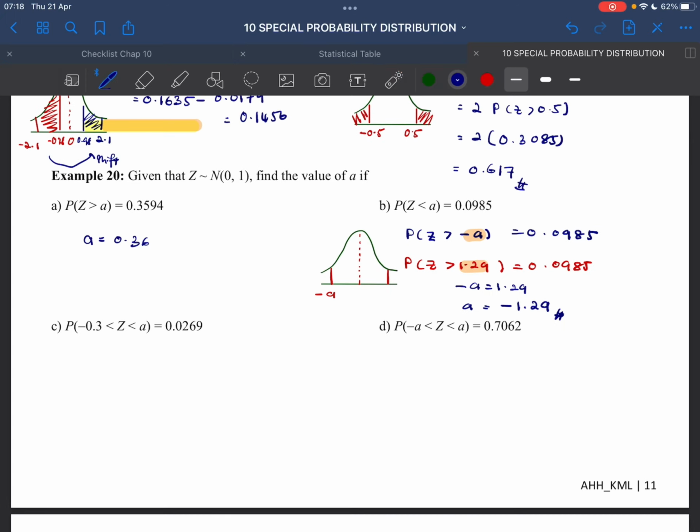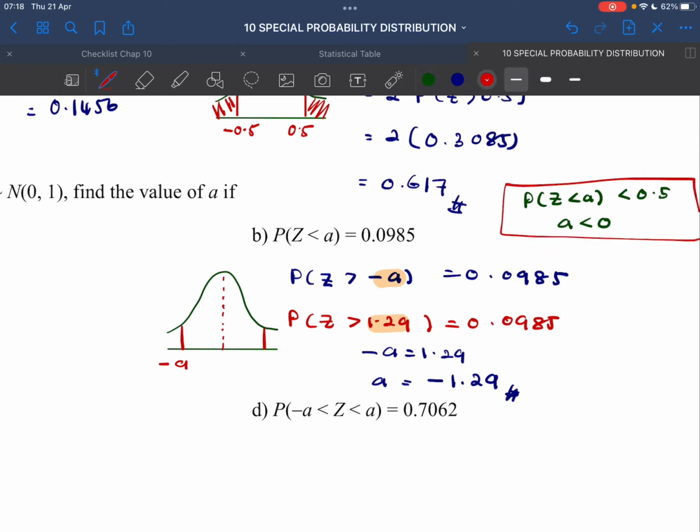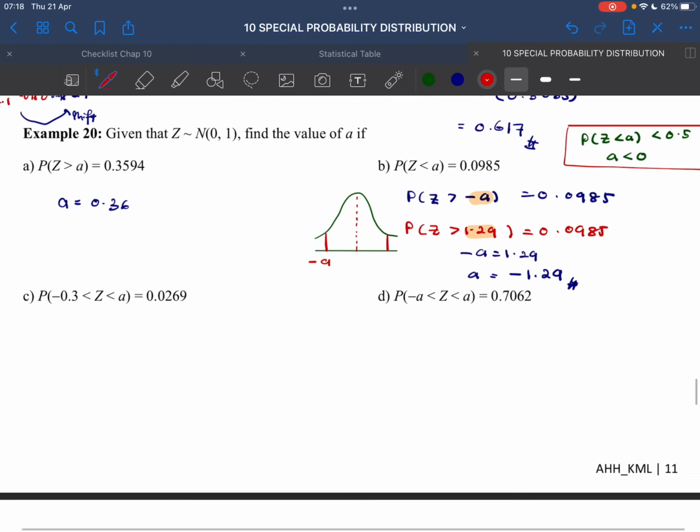Okay, so if I can write it like this, if P(Z < A) is less than 0.5, then we know that A is less than 0. Okay, your A will be negative. So focus on your probability. So let's see the next question, question C.